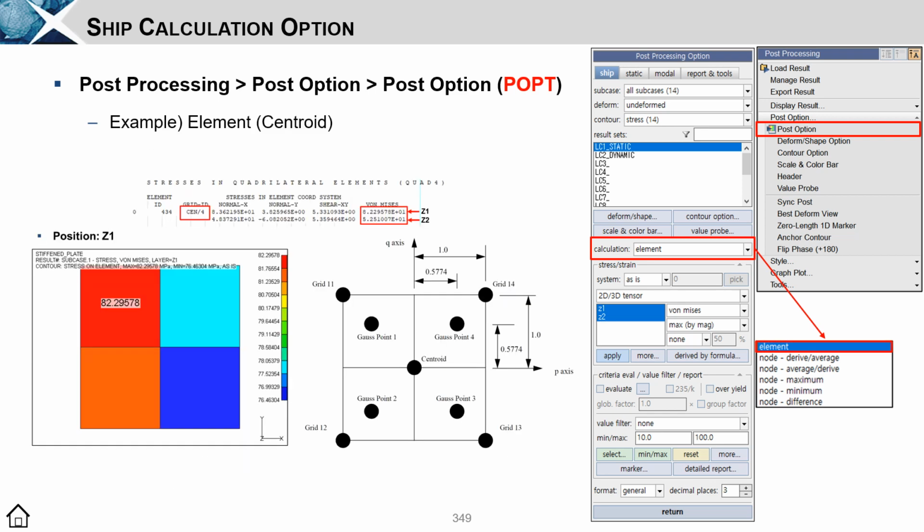The figure is an example of outputting results using the element option. If you compare the stress table and the picture in the F06 result file, you can see the match. For a quad element, the output on the center of the element is obtained by adding all the values from the 4 interior Gauss points and dividing by 4.